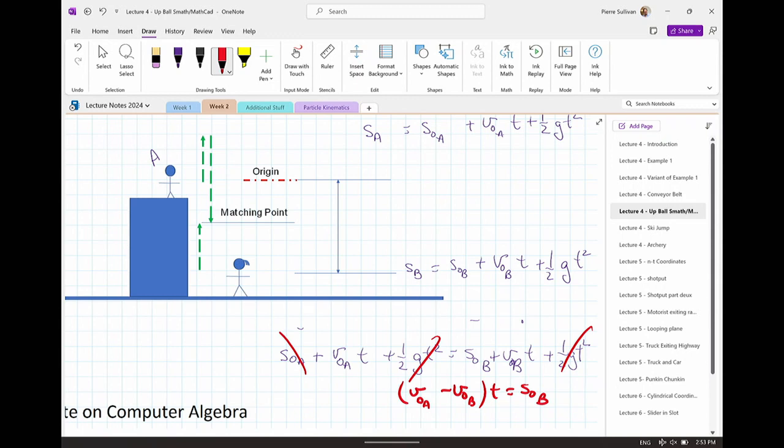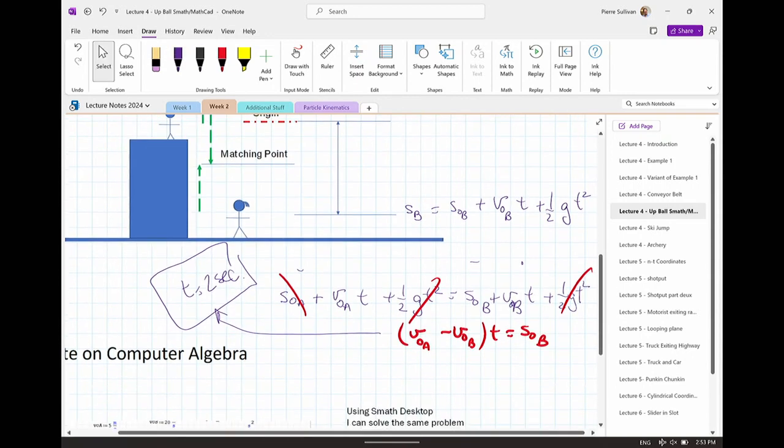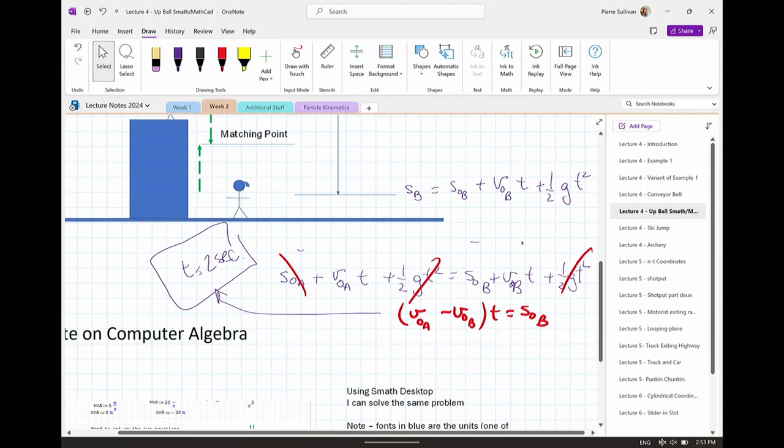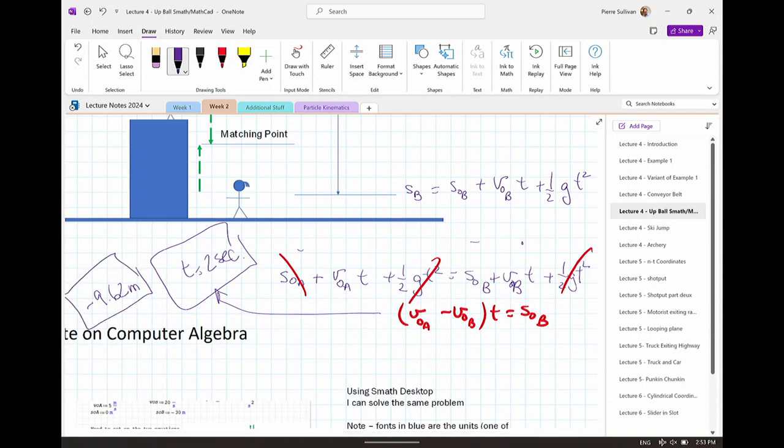And what I'll find when I solve this is t is equal to 2 seconds. You'll find that they meet at minus 9.62 meters. So you have both of them going up and down, sort of hitting at the same location at the end.